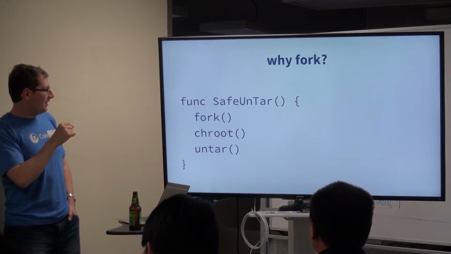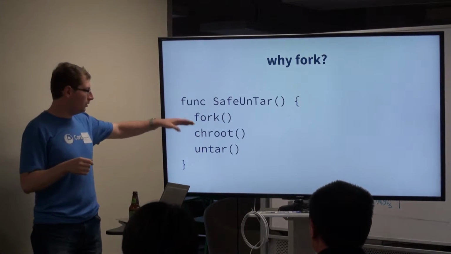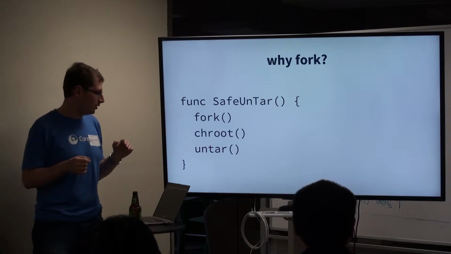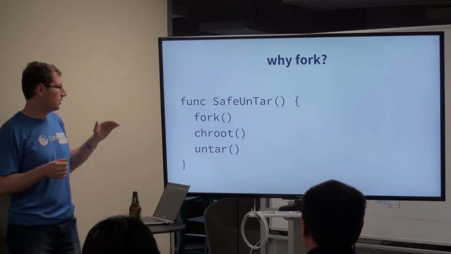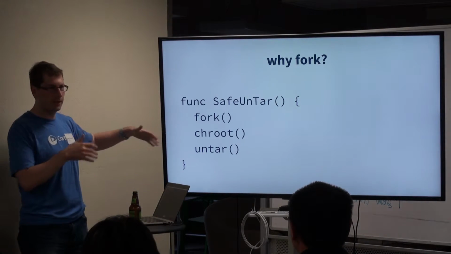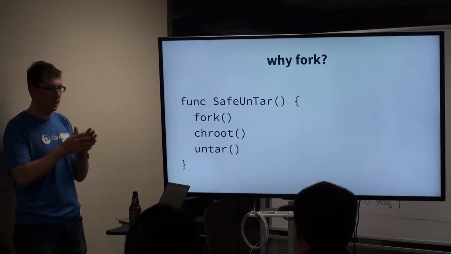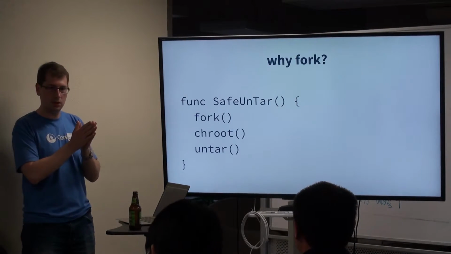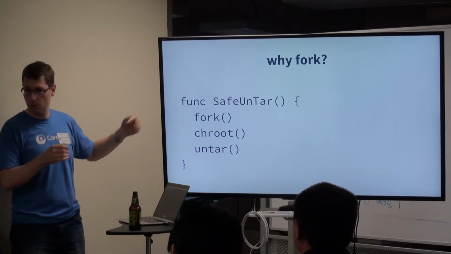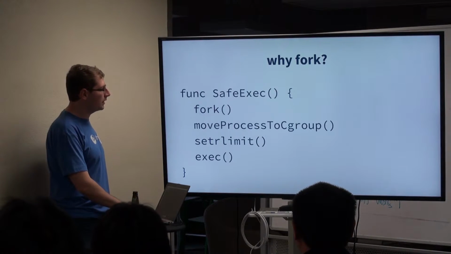So this would be an ideal way to do it. You fork, and then in the child, you do the chroot operating system call, and then you invoke the untar function. You would have to wait for it and so on, but this would be a way to execute the untar function in a separate process that's been chrooted to a particular directory. But we don't have fork.